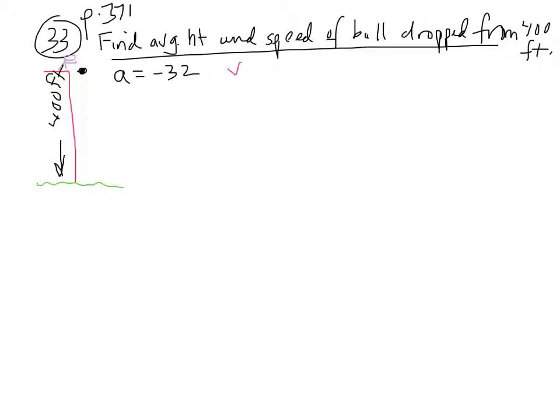The velocity is going to be minus 32t, and the distance, we'll call it s, is going to be minus 16t squared plus 400. So if I want to find the average speed, or the average distance, I want to see how long it's going to take the ball to impact the ground. So I'm going to set this minus 16t squared plus 400 equal to 0.